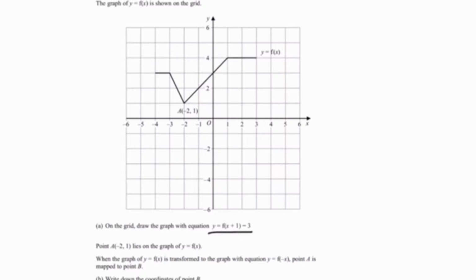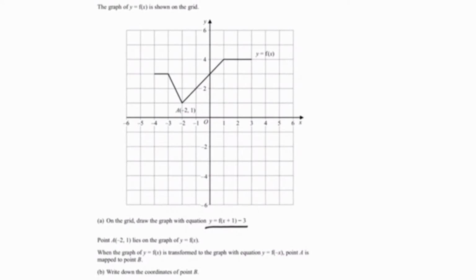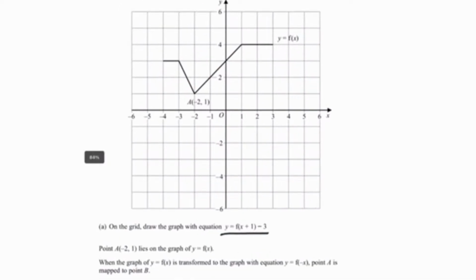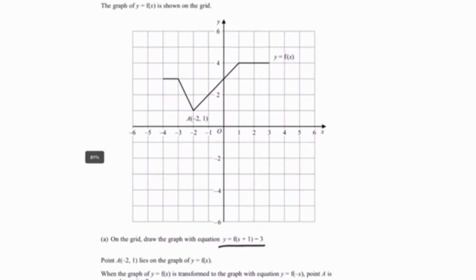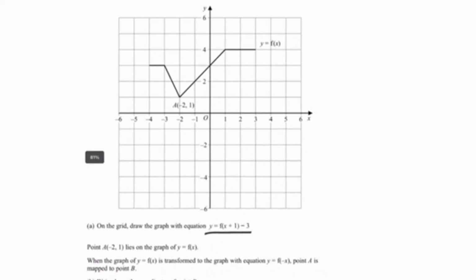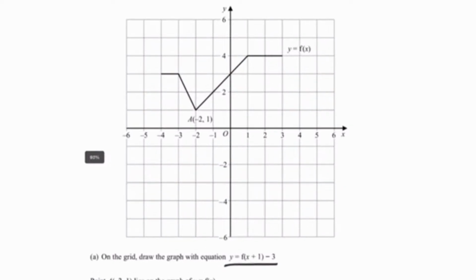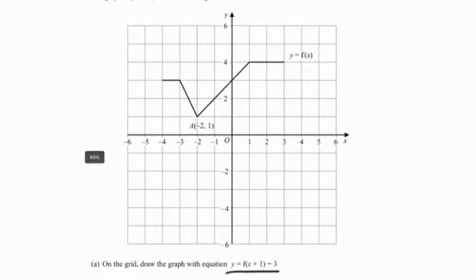So let me just zoom in a bit. Sorry, it's a bit blurry, but hopefully you guys can see what it says. I'm not sure if you can. It is very blurry actually. So I'll try and zoom in as much as possible. Okay, yeah. So this is for part A. We want to draw f of x plus 1, minus 3.